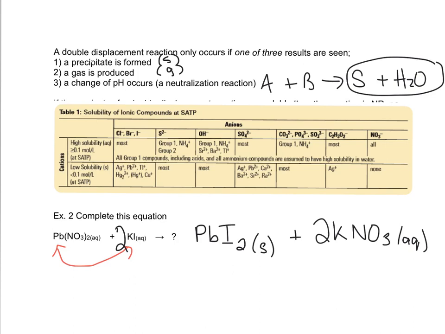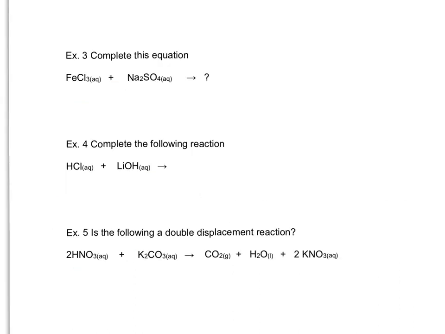That gives us 2 potassiums now, but it also gives us 2 nitrates, and we have 2 nitrates, 1 lead, 1 lead. Voila, balance. Okay, we need to do 3 more examples.